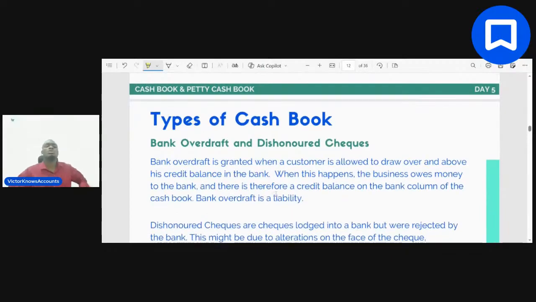Now the next thing we want to talk about that is also peculiar to double column cash book that you cannot find under a single column cash book is what is called bank overdraft. All right. Now, what does bank overdraft mean? Overdraft. It basically means when you withdraw more than you have. It's as simple as that. I have 500,000 naira in my account, but I was able to withdraw 600,000 naira. There is an overdraft of 100,000 naira. I overdrafted my account by 100,000 naira.